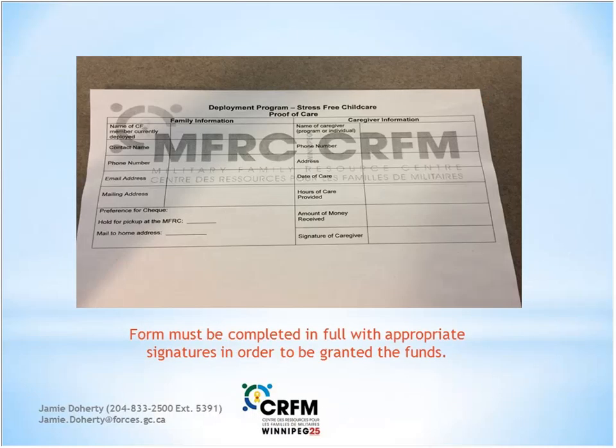This is the form that needs to be filled out. So you've got the number or the name of the member, contact name of the person submitting the form, information, and then you have to put all the information of the caregiver, and you need to get their signature also in order for the form to be valid.